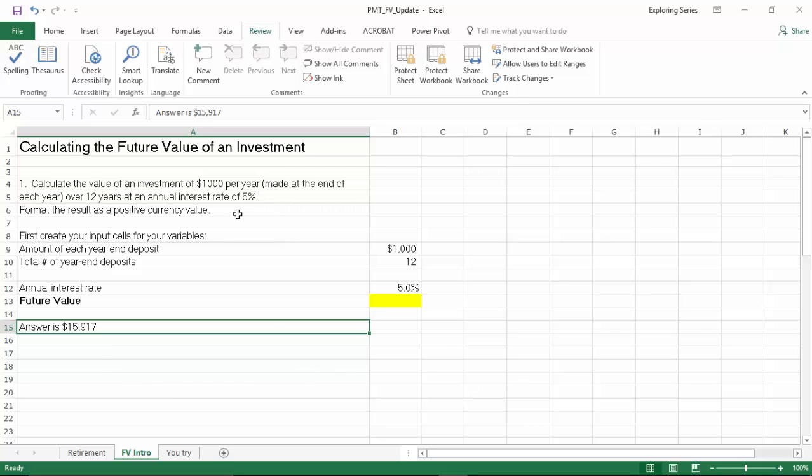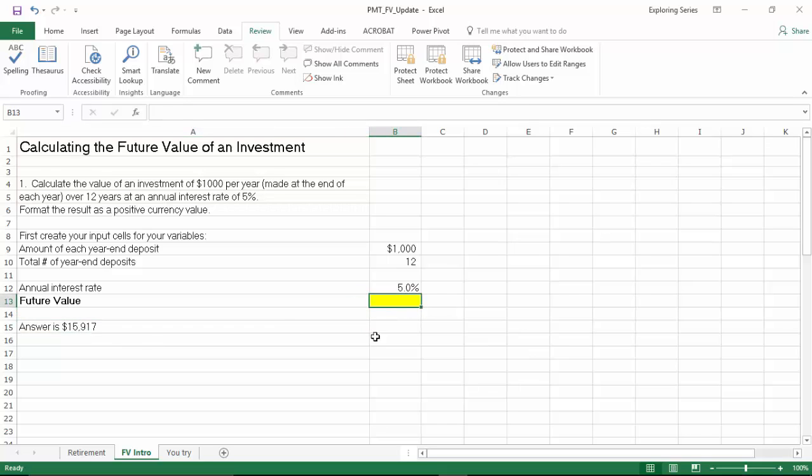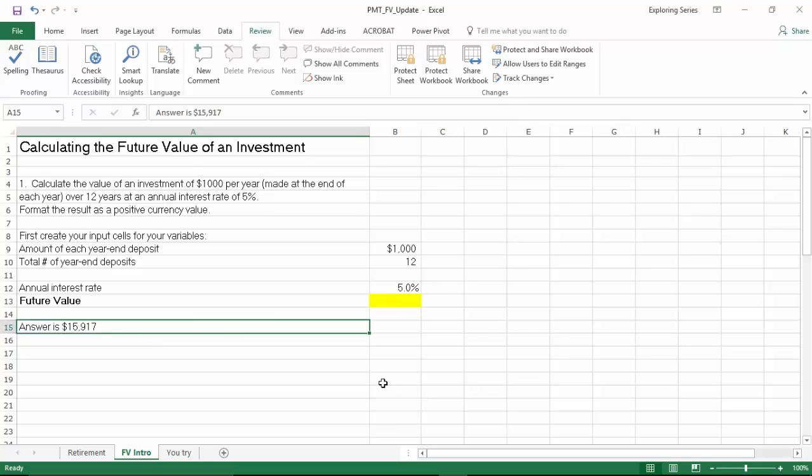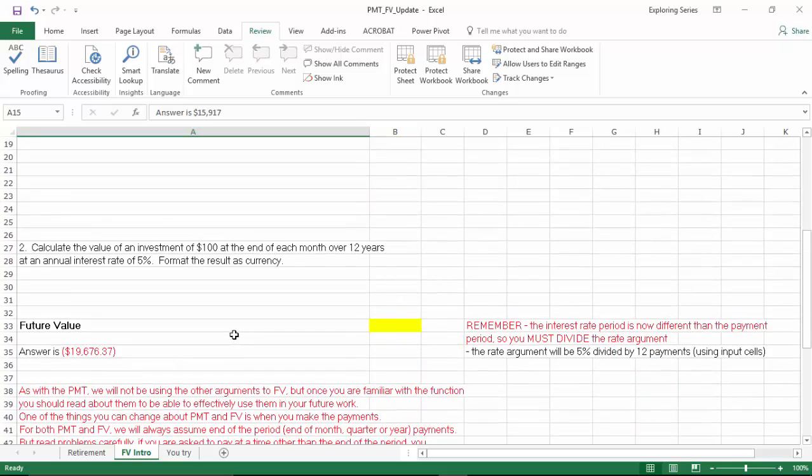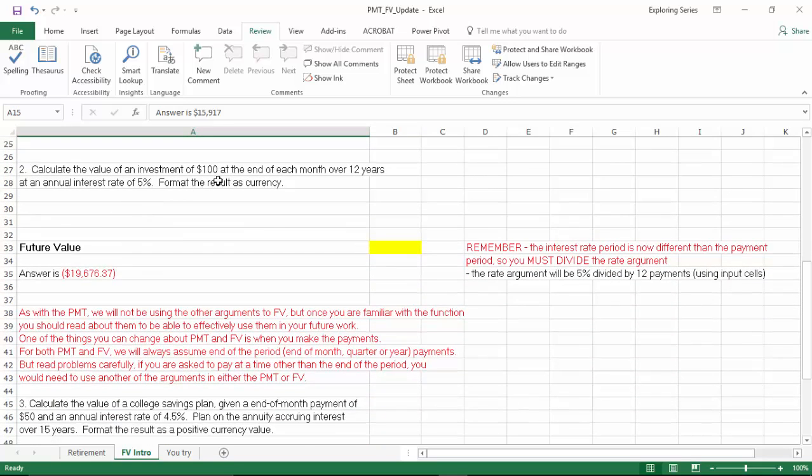So if you're making an investment of $1,000 per year, over 12 years with an annual interest rate of 5%, how much will you have at the end? Well, here's the deal. The answer is $15,917. I want you to get there on your own, but I've given you the answer so you know. Here's another one. Same thing. An investment of $100 at the end of the month over 12 years, annual interest rate of 5%. Here's another one. Answer negative $19,676.